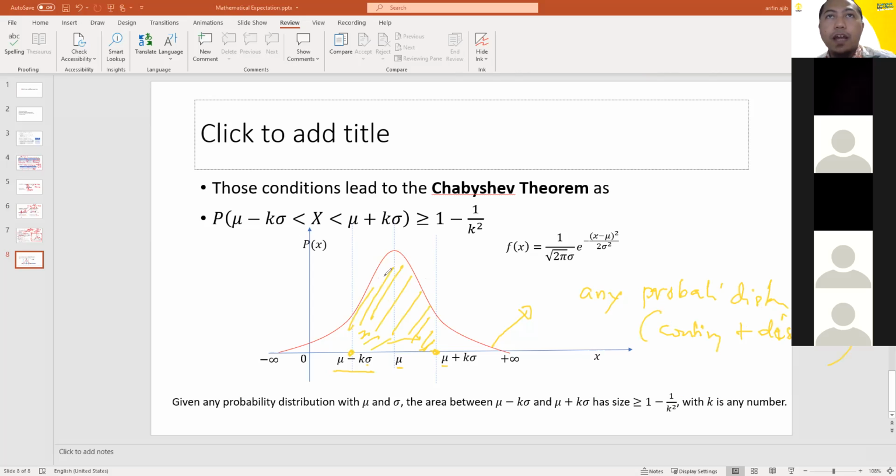So given this limit, we can write the probability given the size under the graph, this yellow one. Actually, this is the probability of yellow. Yeah, it can be formulated as 1 minus 1 divided by K to the power of 2. Okay. So we can arrive at the conclusion that given any probability distribution with mean and standard deviation, the area between this point and this point has size greater than this formula, with K any number.